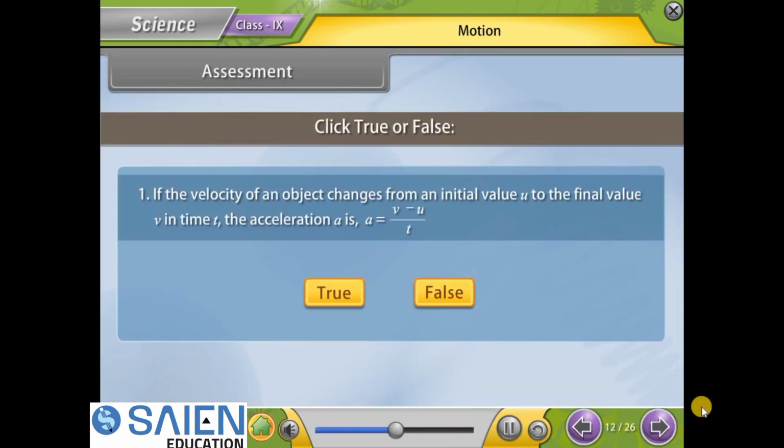Assessment. Now it's time for an activity. Click true or false.